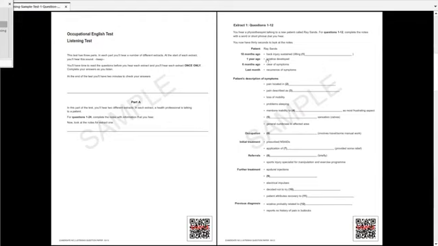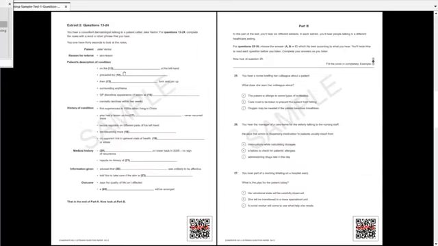These are the questions: the first 12 questions in the first extract. After that, this is the second extract in part A, another 12 questions. And after that, part B, 6 questions from 25 to 30.